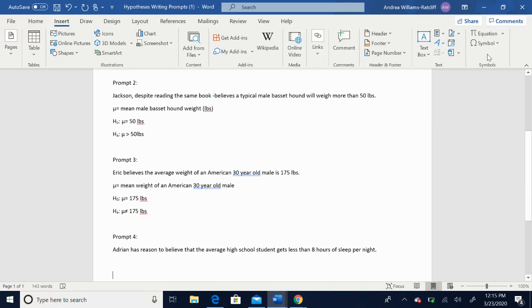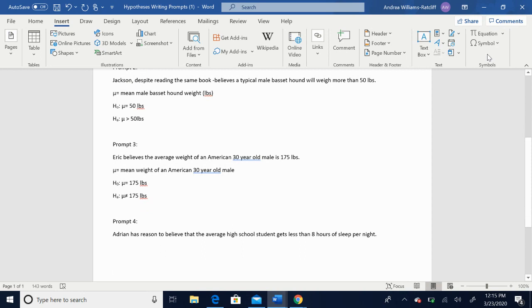Prompt 4, which is our last one. Adrian has reason to believe the average high school student gets less than 8 hours of sleep a night. So we start out with defining a parameter. Again, hours of sleep is a numerical variable. It is not a categorical. We're going to measure it with numbers, and since that is the case, this has to be a mean and not a proportion.